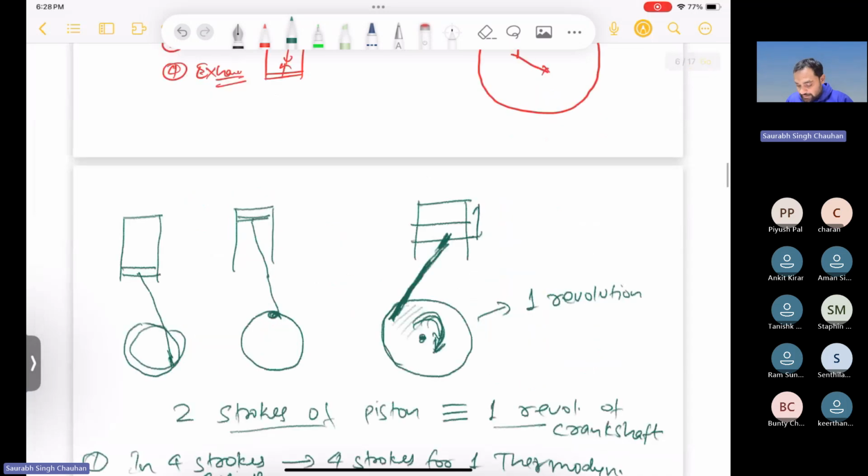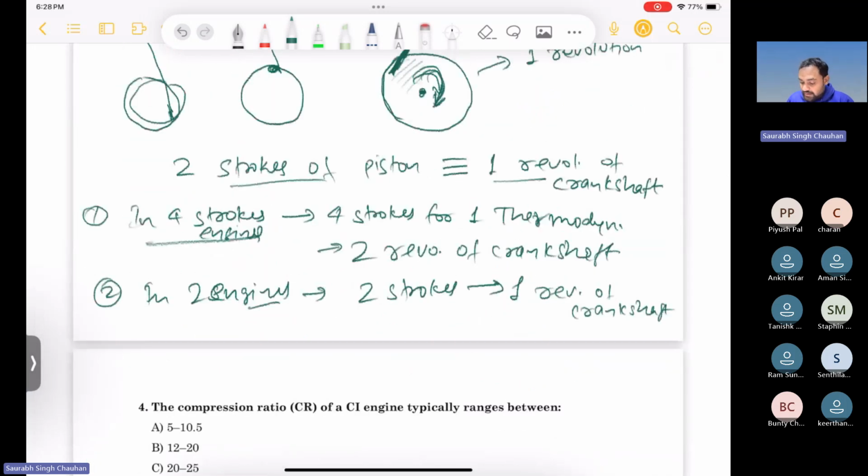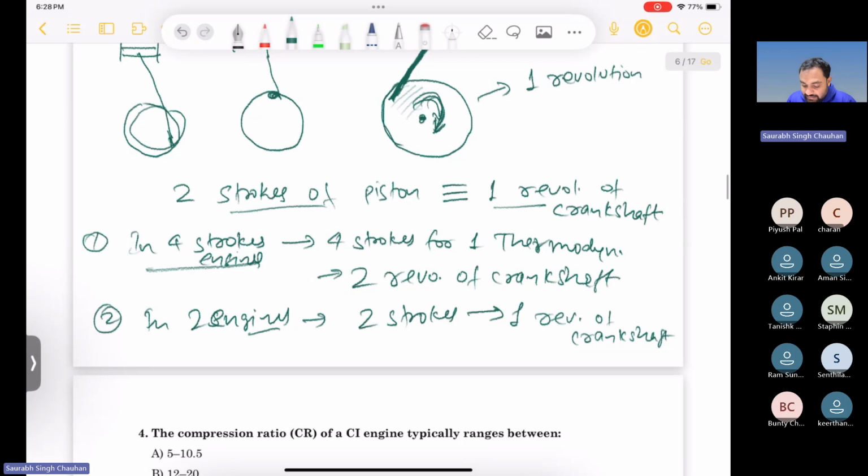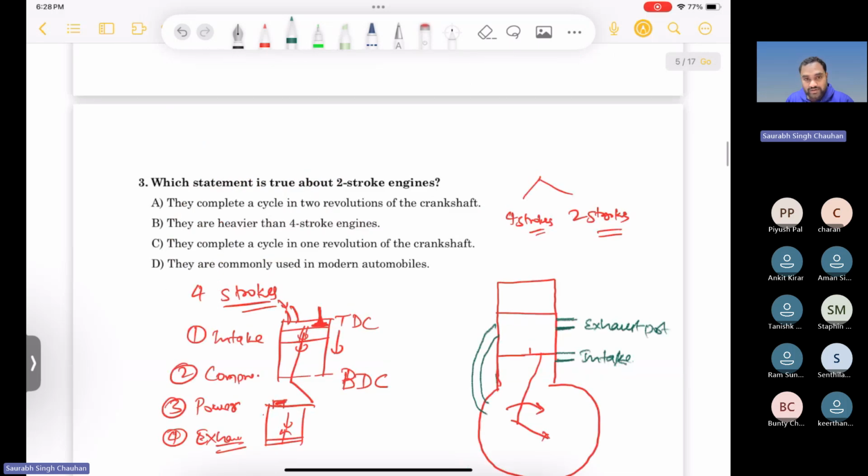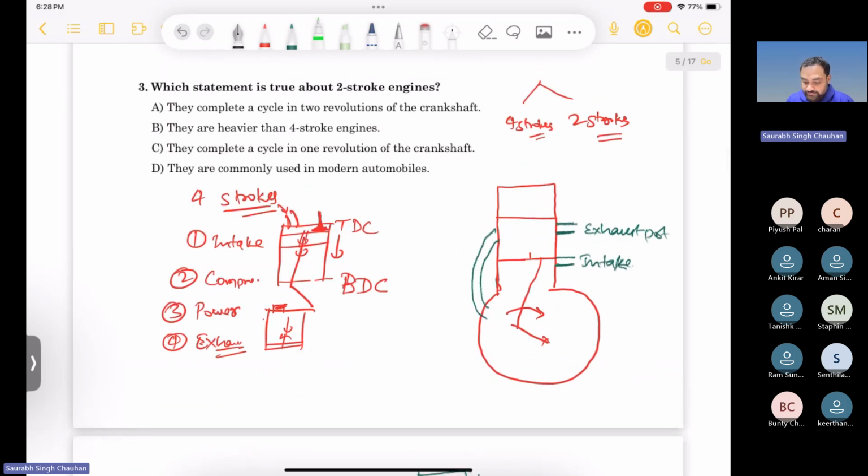I will repeat that for two strokes of piston, you need one revolution of crankshaft. In four stroke engine, you will need two revolutions of crankshaft because there should be four strokes for completing one thermodynamic cycle. In two stroke engine, two strokes will complete one thermodynamic cycle and two strokes will correspond to one revolution of crankshaft. Okay, now you can easily answer this question. Which statement is true about two stroke engines?